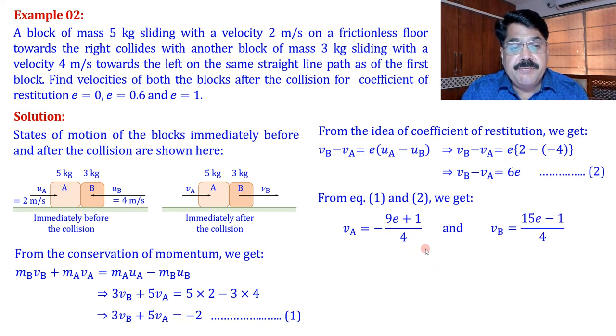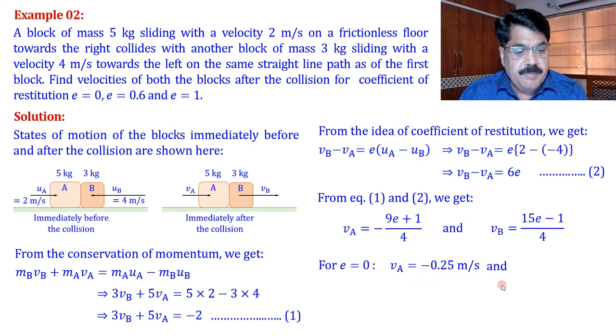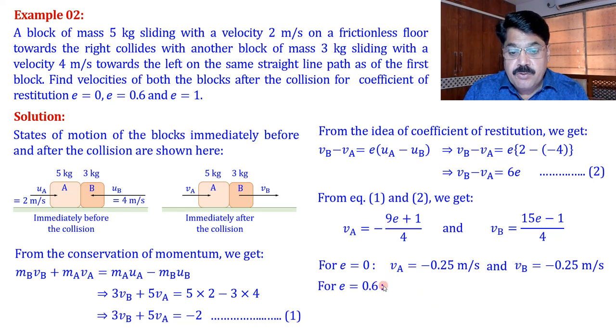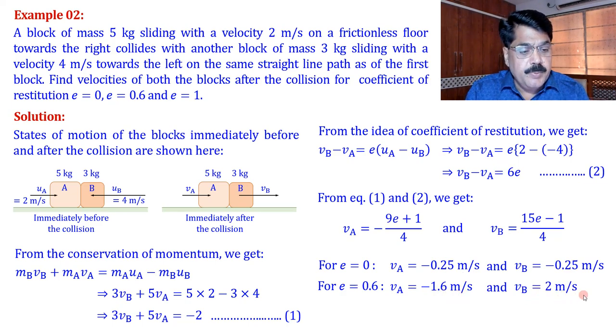Now substituting different values of E, we can find values of VA and VB for the given values. So for E is equal to 0, VA is equal to minus 0.25 and VB is equal to minus 0.25, because if E is 0, both the bodies will move together. There will be no separation between the bodies, so they must have the same velocity and we are getting the same velocity. For E is equal to 0.6, VA is equal to minus 1.6, you can verify it, and VB is equal to 2 meter per second.